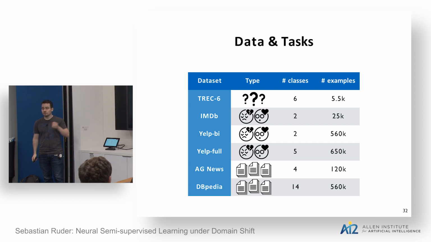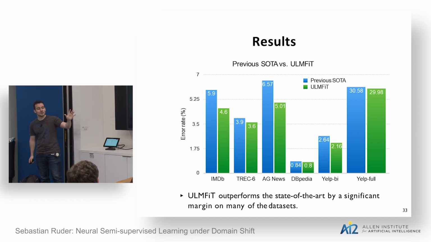And briefly, we train our model here to really show that this approach is general and can be applied to a diversity of different tasks and domains. We evaluate on 6 different text classification tasks, ranging from question classification to sentiment analysis to topic classification, with a diversity of different numbers of classes and numbers of training examples. And we compare that against state of the art.